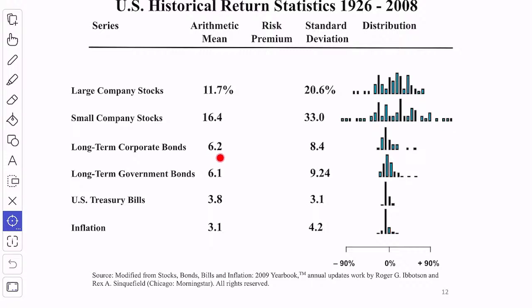For long-term bonds, more of a guarantee, less risky return, but accompanied by lower return on average. Similarly, long-term government bonds. And here's the U.S. Treasury bill. So on average, the U.S. Treasury bill over this period was about 3.8 with some volatility, some change.